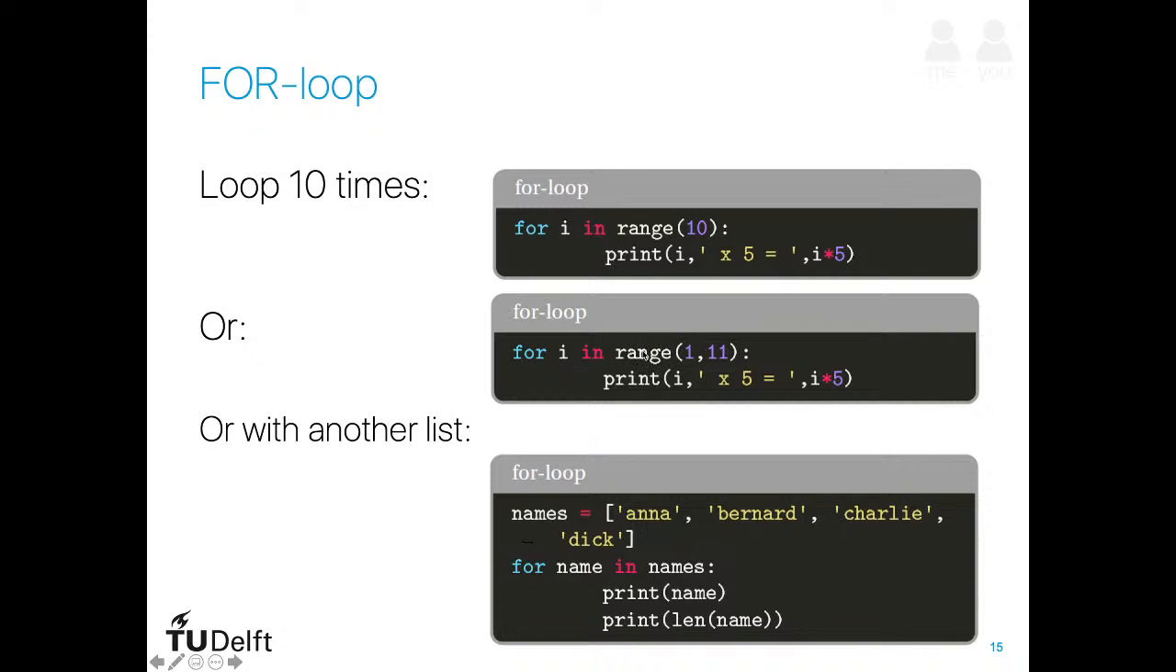Well, as we saw in the previous slides, you can also give different starting positions for the range. You could also give different step sizes. So that's the way in which you can control a for loop.